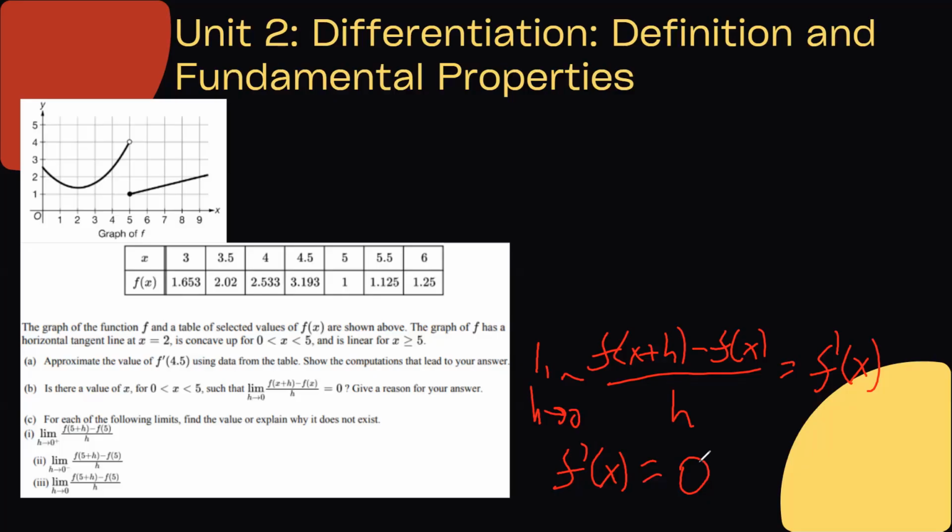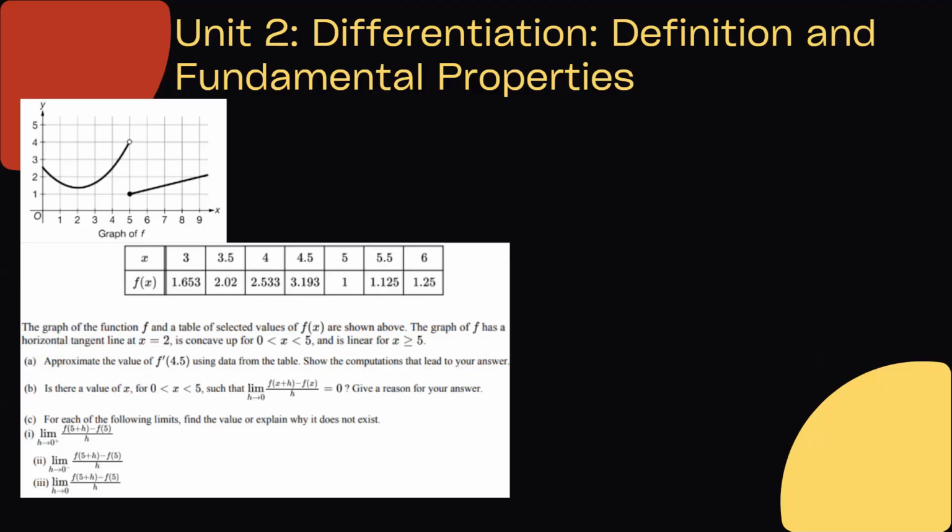Well, it's going to be equal to 0 at a point where the tangent line to the graph has a slope of 0. Since the graph has a horizontal tangent line at x equals 2, and that's on the interval 0 to 5, this limit equals 0. So you would have to show a little bit of work and explain your answer in complete sentences like that.